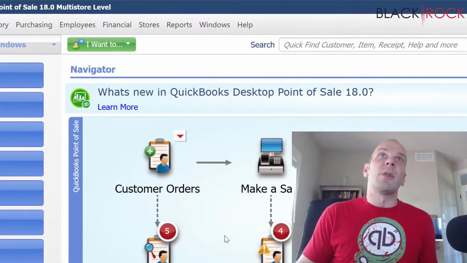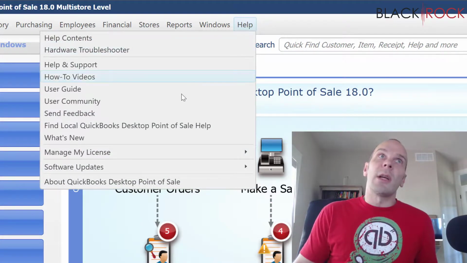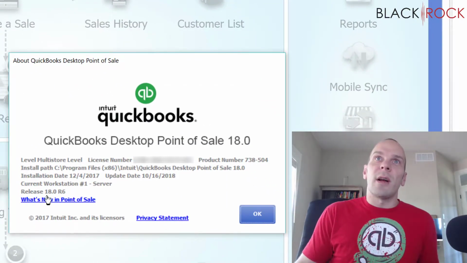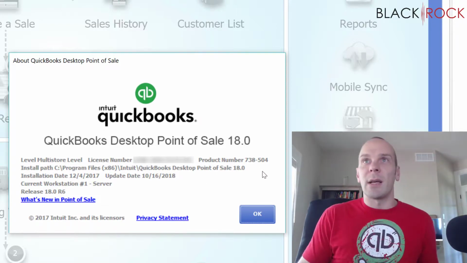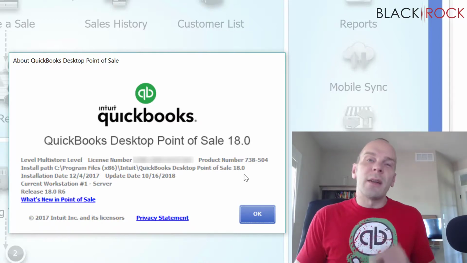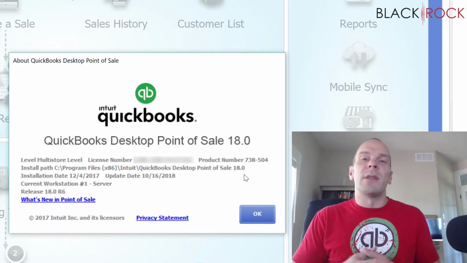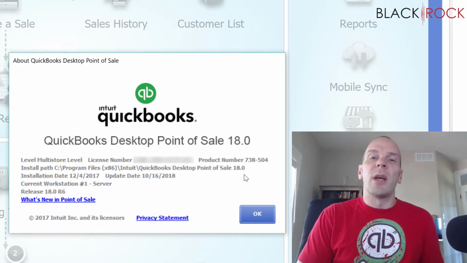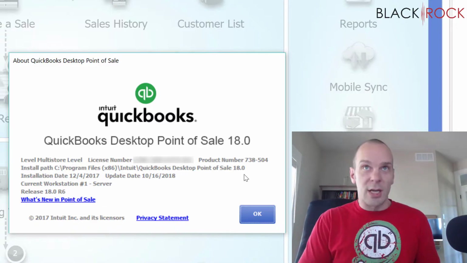So here we are in QuickBooks Point of Sale. We're going to go up to the Help menu here, and then head on down to About QuickBooks Point of Sale. As you can see here, I've got my license number and my product ID right smack dab in the middle. They're probably blurred out because I'm not going to hand them out to you, but that is where you are going to find your license number whenever you need it, whenever you need to tell somebody on the phone what the license number is, or when you are configuring things that have to do with the license number, such as multi-store exchange.